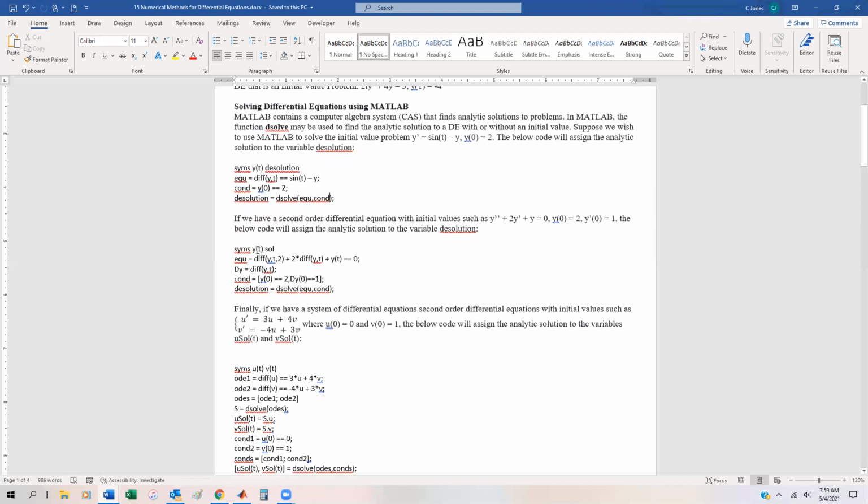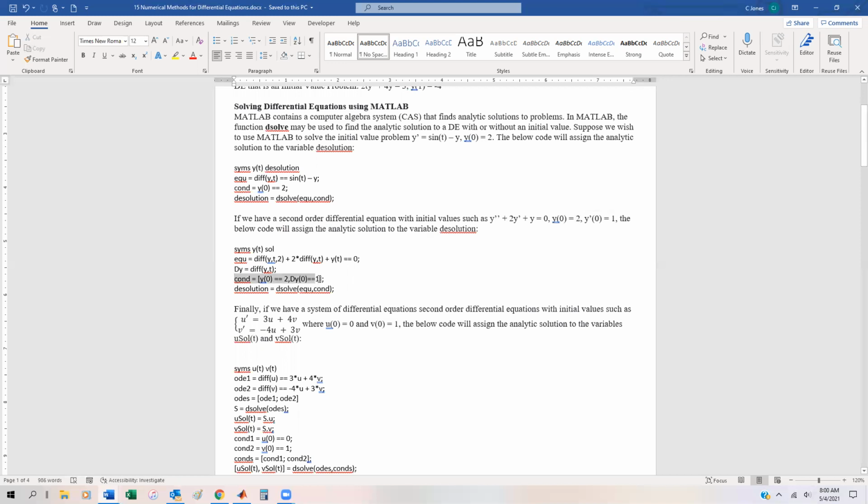Then our DE solution is going to be equal to the dsolve. If we want to solve a second order equation, we make a row vector of conditions, and we still have the same thing for our differential equation. So if we have y double prime plus 2y prime plus y equal to 0, notice we use diff y t comma 2. That second parameter represents the second order derivative. Then we have the conditions: y prime at 0 is equal to 1, and y at 0 is equal to 2.